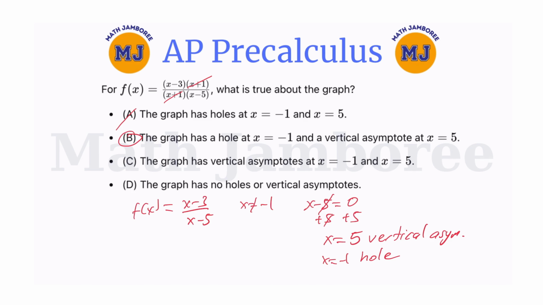Choice C says the graph has a vertical asymptote at x = -1. No, it doesn't have a vertical asymptote at x = -1. Choice D says the graph has no holes or vertical asymptotes, so D will not be the answer. Choice B is the answer for this specific question.